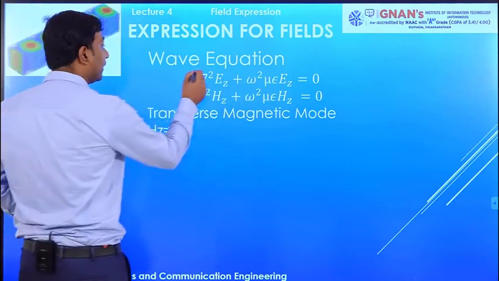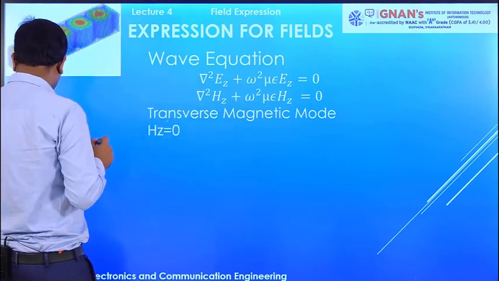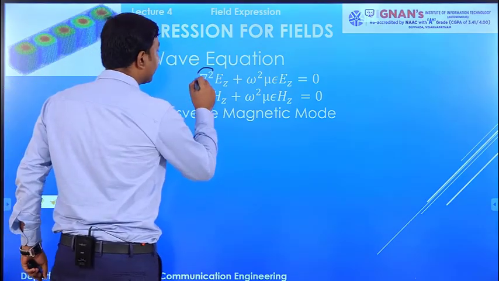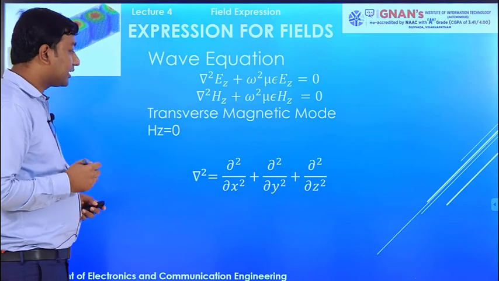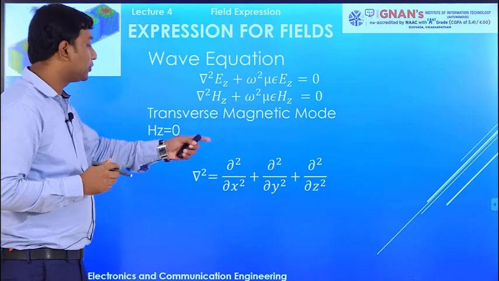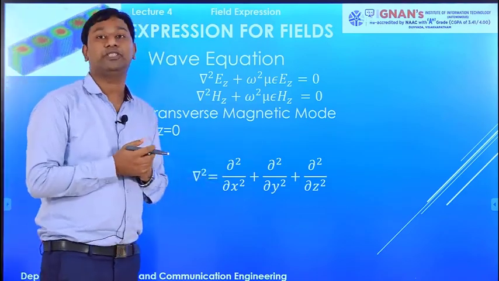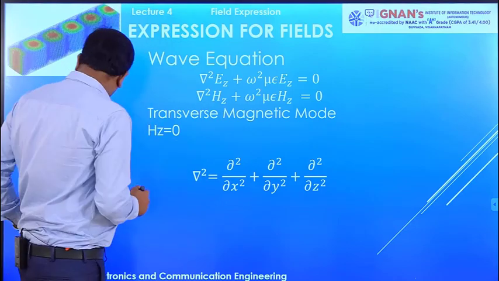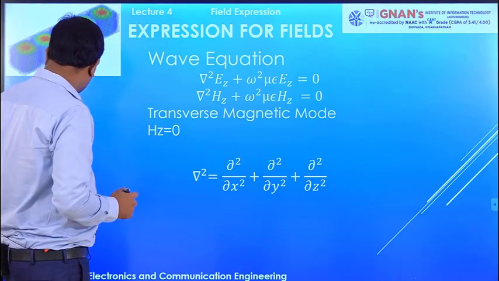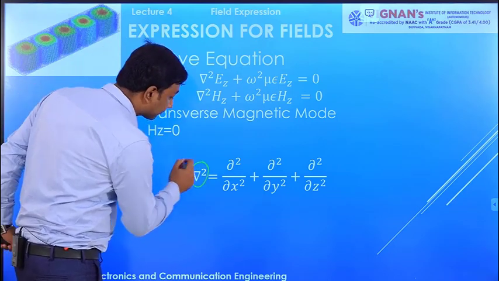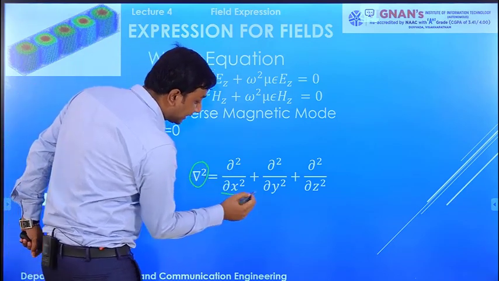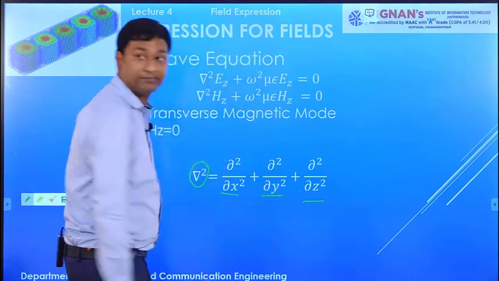Now, what is the value of this del square? Del square can be written as dou 2 by dou x2, plus dou 2 by dou y2, plus dou 2 by dou z2. That is the partial derivative along the x axis, y and z.